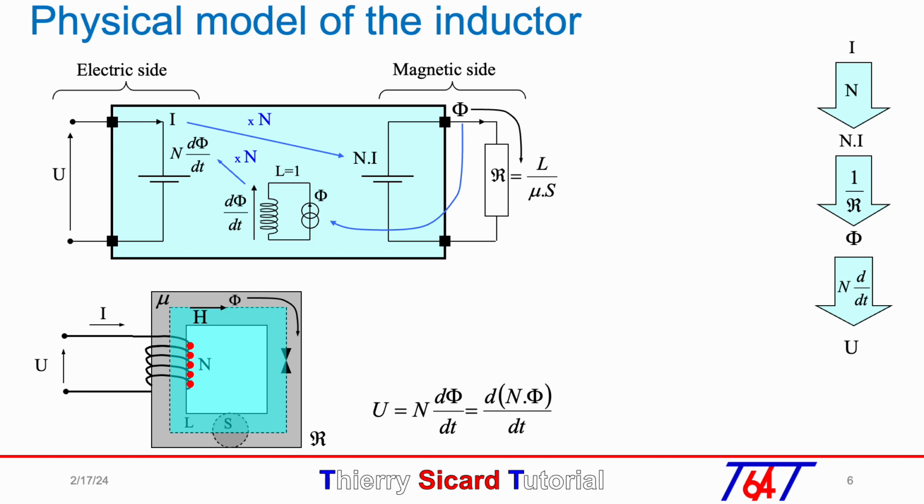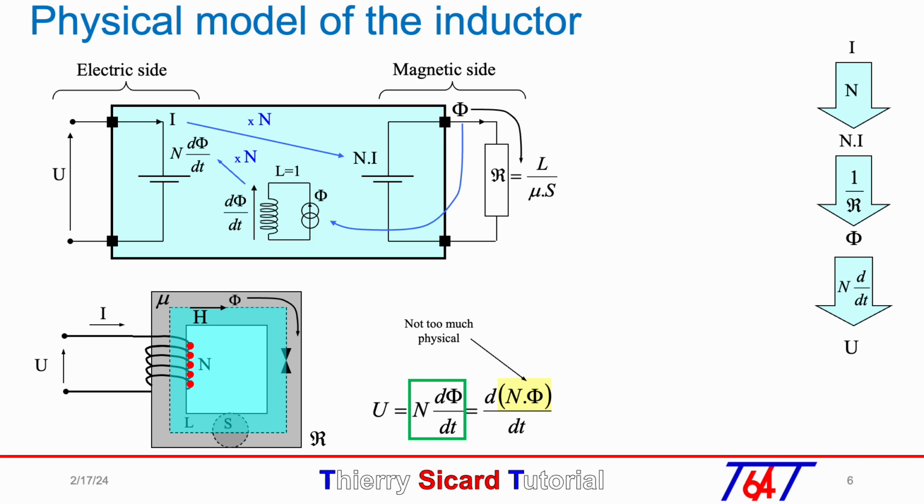Mathematically speaking, N times the derivative of flux over t is equal to the derivative of N times phi over t. This is why on slide number 3 I spoke of flux equal NBS, but N times phi is not too physical. The physical reality is that each turn provides a voltage proportional to the derivation of the flux over t. So for N turns, we have N times the derivative of the flux over t.